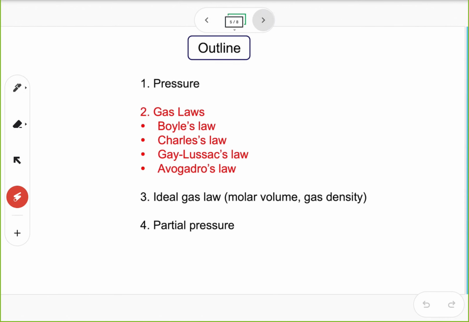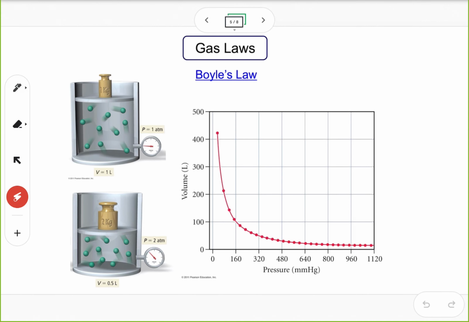Now let's take a look at Boyle's law. Boyle's law is about the connection between the pressure and the volume. Let's take a look at the picture on your left side. Here it shows you that you have a cylinder, and if the volume is 1 liter, then the pressure would be 1 atm. It can support a weight that is 1 kilogram.